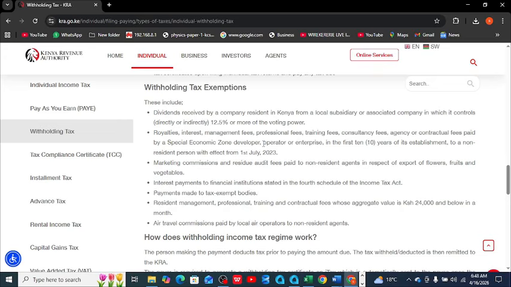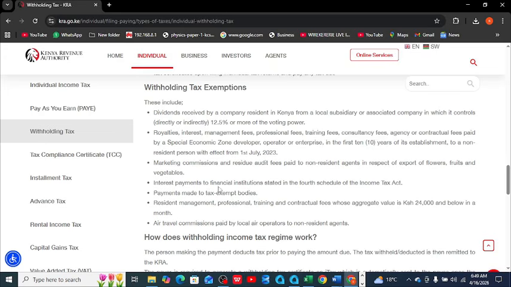Another exemption is for marketing commission and residual audit fee paid to a non-resident agent in respect of export of flowers, fruits, and vegetables. So this technically does not affect resident individuals. It is affecting non-resident agents.